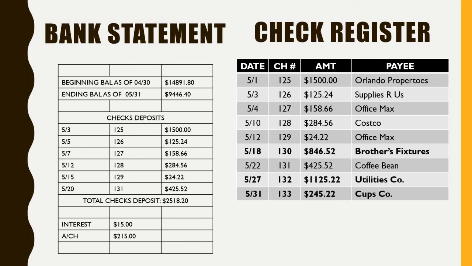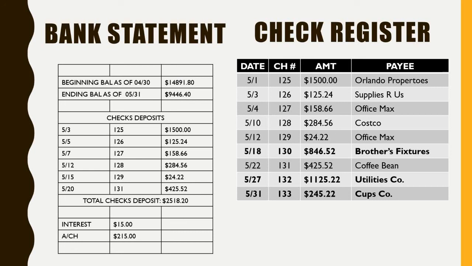So in this case, right, we wrote check numbers 125, 126, 127, 128, 129, 130, 131, 132, 133. Let's see which checks have actually cleared. Only checks 125, 126, 127, 128, 129, 131, and that's it. So therefore, we're missing check numbers 130, 132, and 133. So once again, there could be possible factors, right? You might have just cut the check and shipped it out. They haven't received it yet.